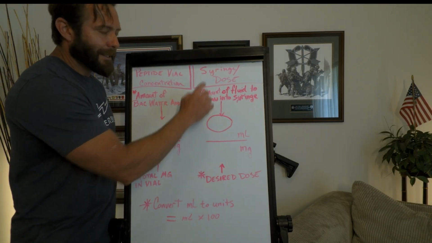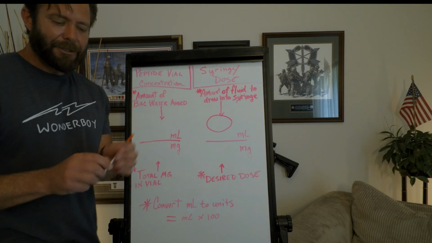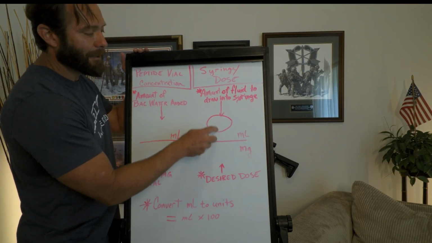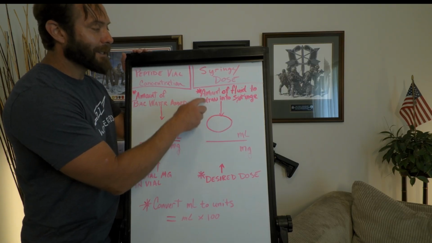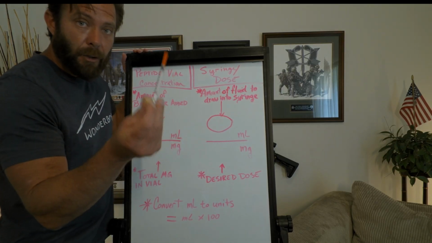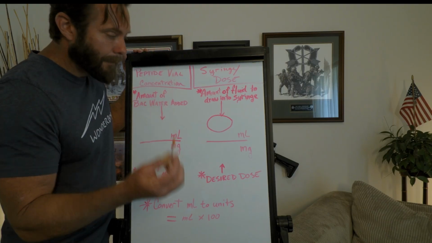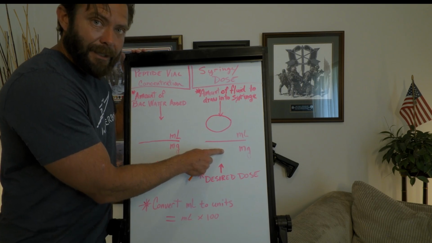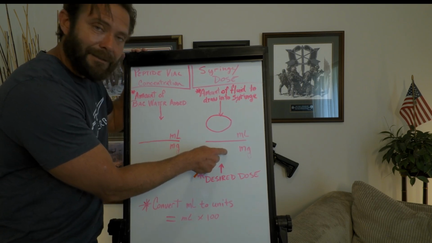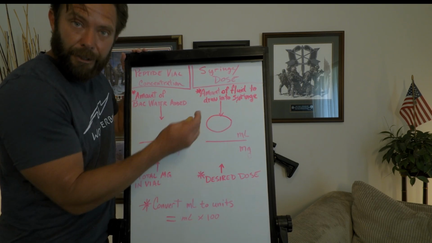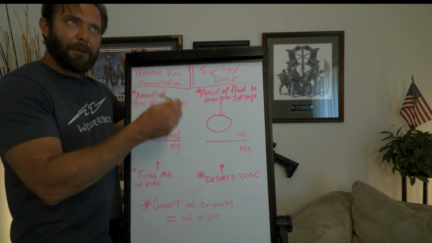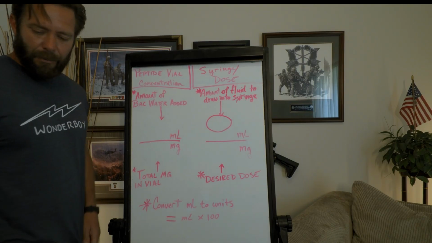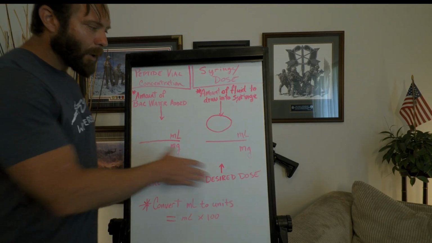Our other fraction, this is going to be our syringe, okay? Essentially, I'm going to consider this fraction as our syringe. The top number here is in milliliters, and that's going to be the amount of fluid that we're going to draw into this syringe in order to get our desired dose, which will be on the bottom here, and that's going to be in milligrams. Milligrams is the dose. Milliliters, or units, is going to be the amount of fluid to get that particular dose. All right, pretty simple.